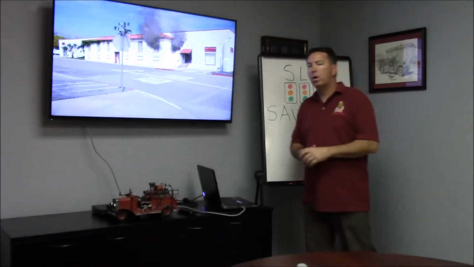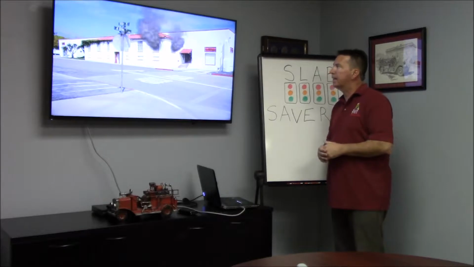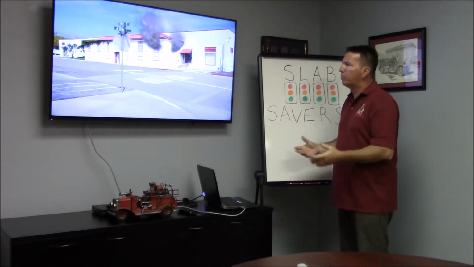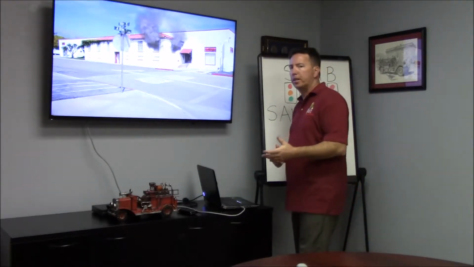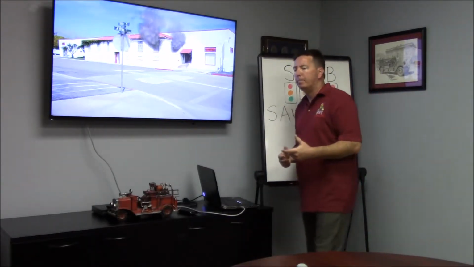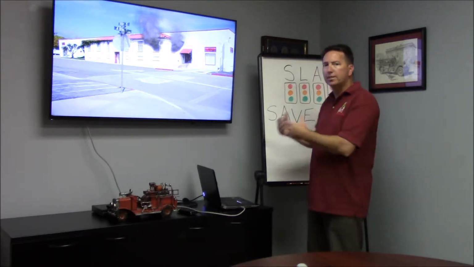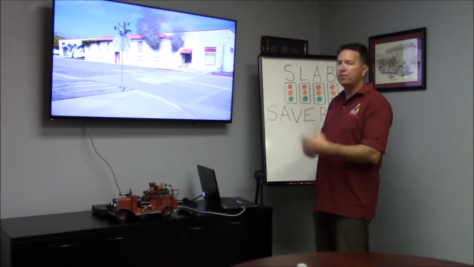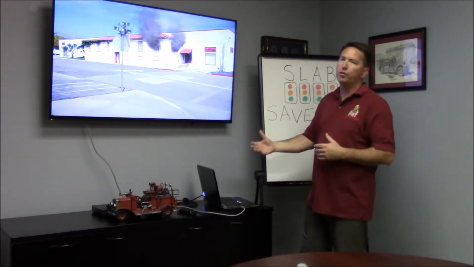Hi everybody, welcome to scenario 3, SLAB SAVERS scenario 3, and today we're going to look at a commercial building. Some of the things that we look at as far as commercial buildings is remembering that you're comparing apples to oranges. Your residential fires, when you look at the slab, are going to have certain safety, life, air track, and building components versus a commercial fire.